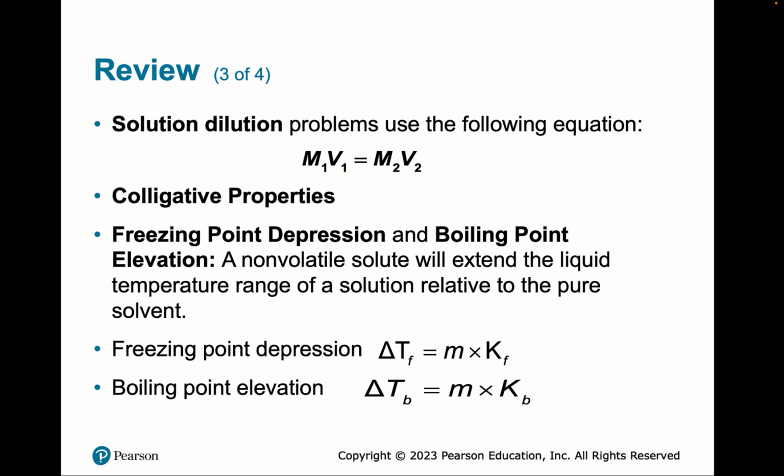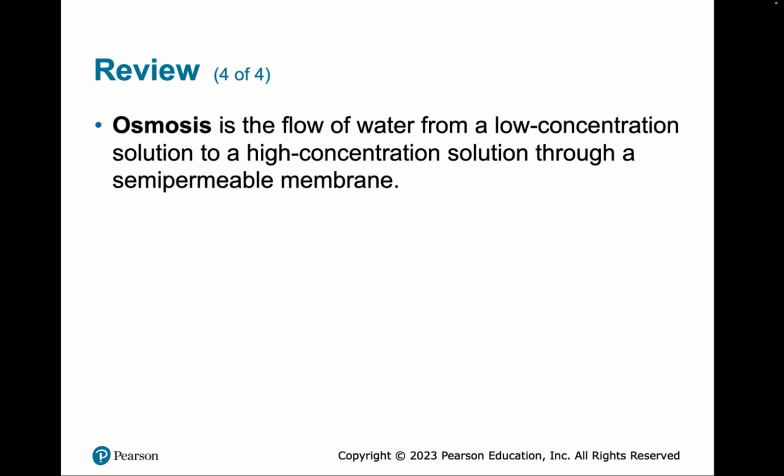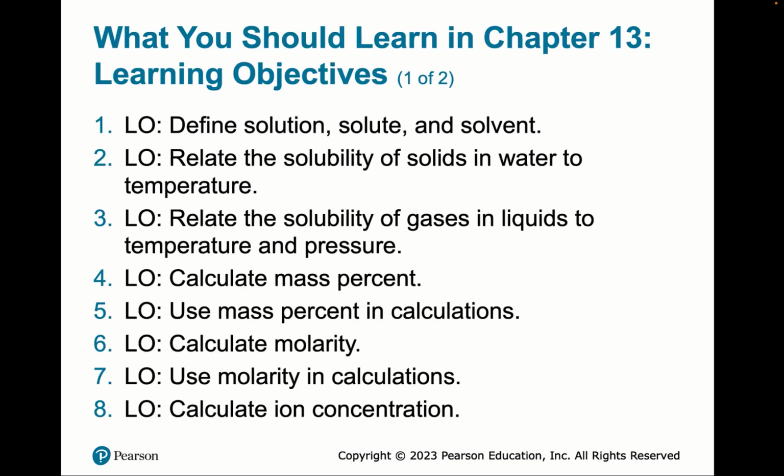Some people use M1C1 or C1V1 equals C2V2. Those are the same formula. It's just if you want to call it M for molarity or C for concentration, whatever works for you. Colligative properties deal with the number of particles, and we mentioned that for freezing point and boiling point, there's the change, and osmosis we've mentioned there.